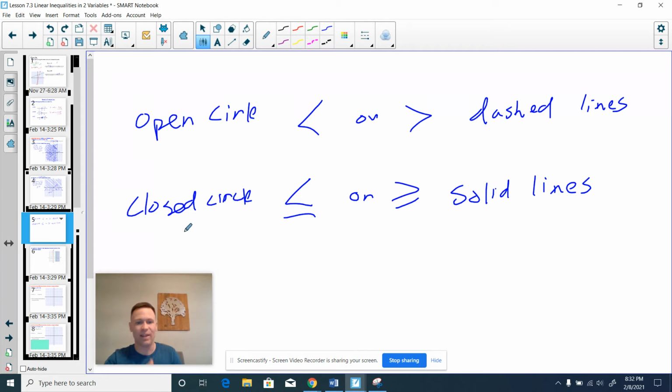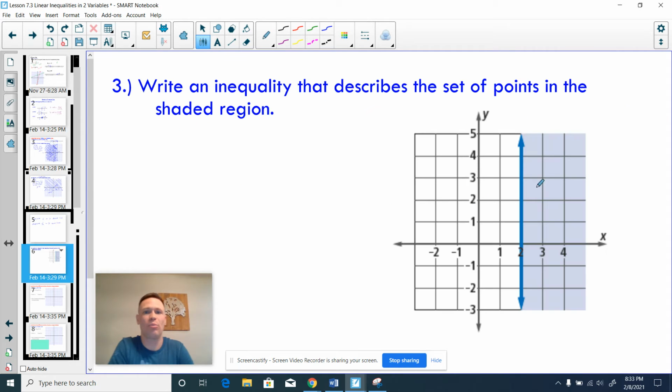Okay, and it all means the same thing, right? This means that that point or the line is part of the solution. This means that that point or the line is not part of the solution. Cool. So let's start putting this stuff together and kind of working backwards here.